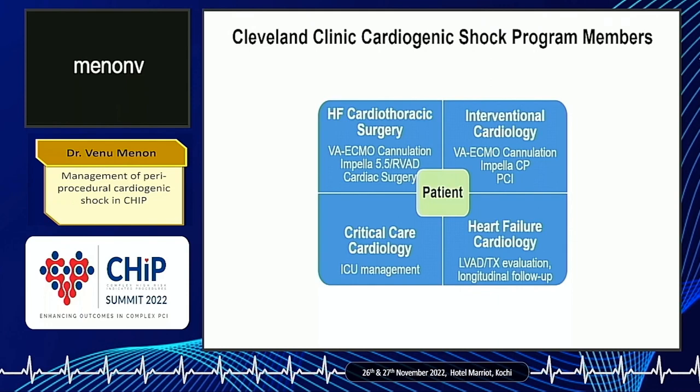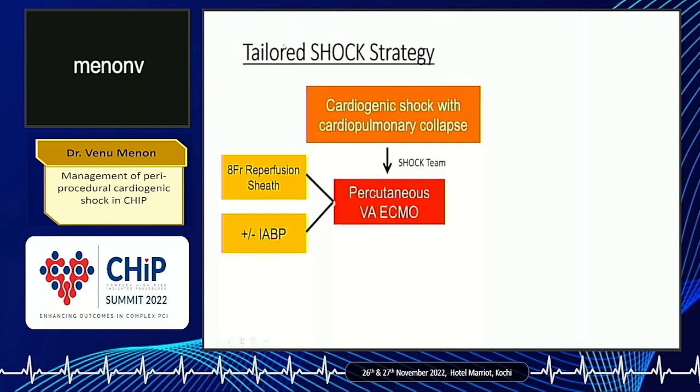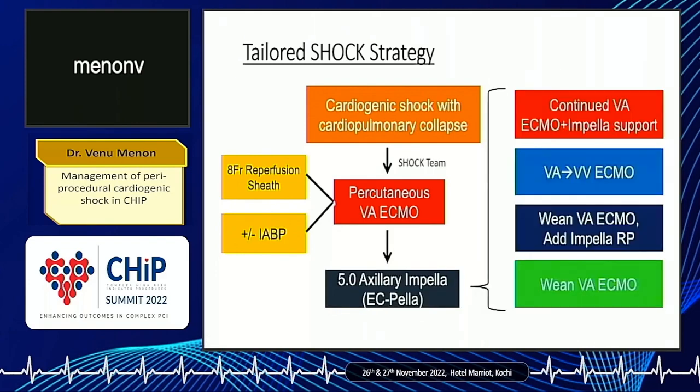And all these are decisions that are made while the patient is getting on the table, and not made emotionally at the end of a case. And so what we would normally do in a situation like this is that someone in circulatory collapse would almost always get a VA ECMO along with a reperfusion sheath, with something like an intra-aortic balloon pump that's decompressing the left ventricle. That may then go on to get an axillary impeller if it becomes isolated LV support.